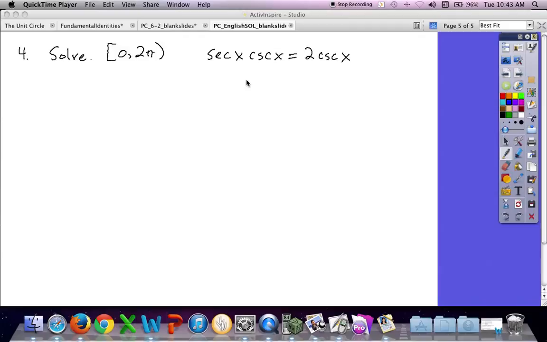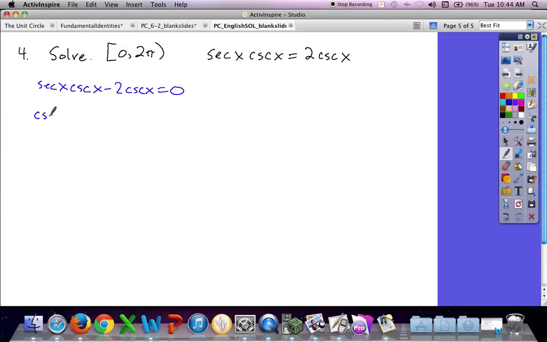Meaning, let's write it as secant x cosecant x minus 2 cosecant x equals 0. Again, the reason we do that is so that we can factor it and set each factor equal to 0. The cosecant is in common between both of them, so I'm going to say cosecant x times secant x minus 2 equals 0.